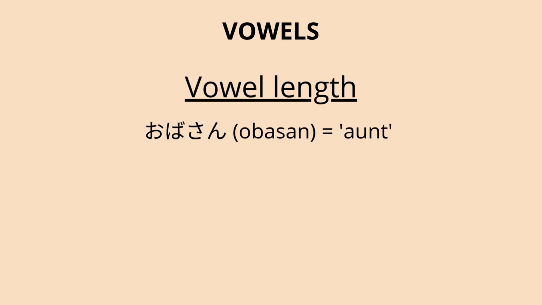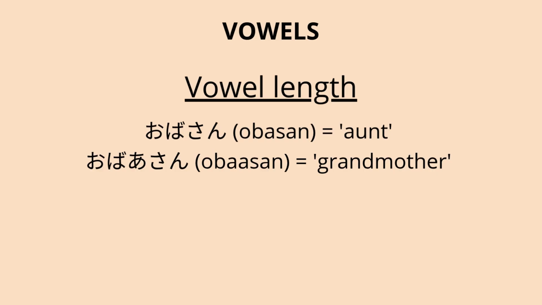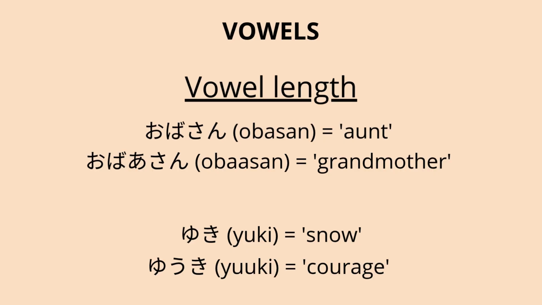This means whether a vowel is held for a short or a long time can change the meaning of a word. For example, obasan meaning aunt with a short a, obaasan grandmother with a long a, yuki snow with a short u, yuuki courage with a long u. This short versus long difference is important in modern Japanese phonology. Old Japanese most likely didn't have this clear phonemic length distinction in the same way.